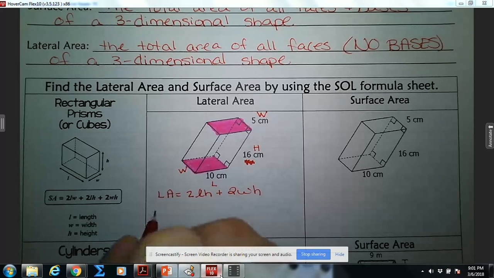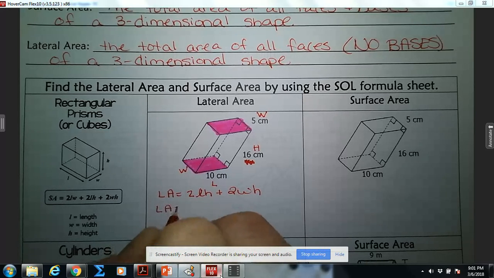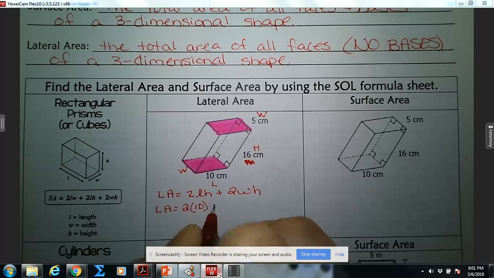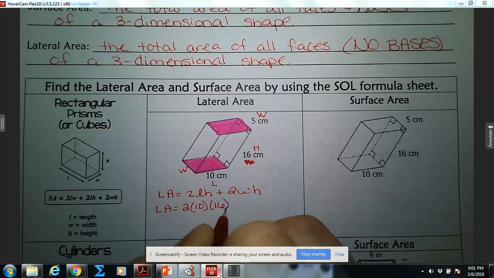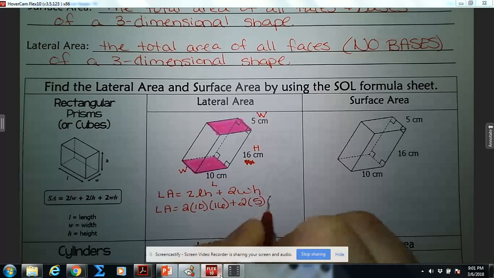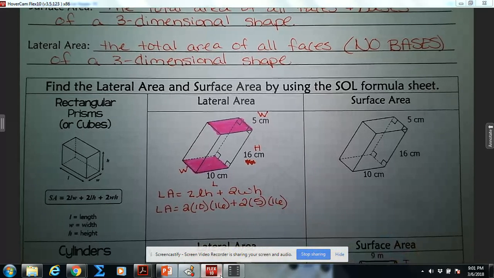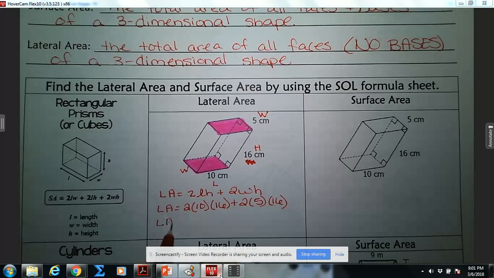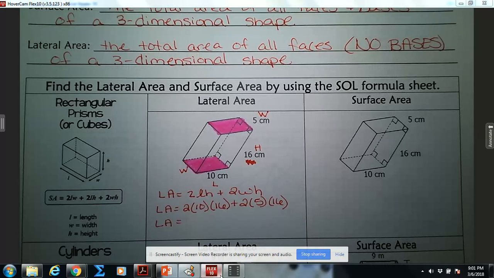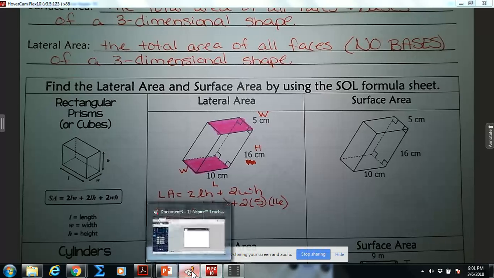All right, so if we're solving for lateral area, let's plug everything in. 2 times our length of 10 times our height of 16 plus 2 times our width of 5 times our height of 16. Now we're looking for the lateral area, and I know this is a lot of arithmetic to do here, so I highly encourage you just to type everything in your calculator in one big line. It'll make it a lot easier.